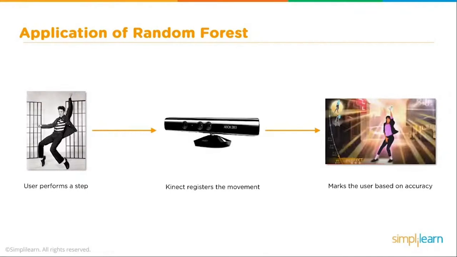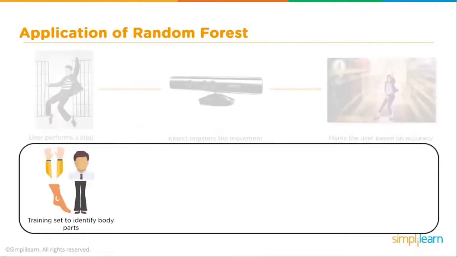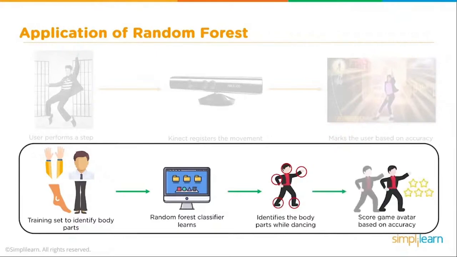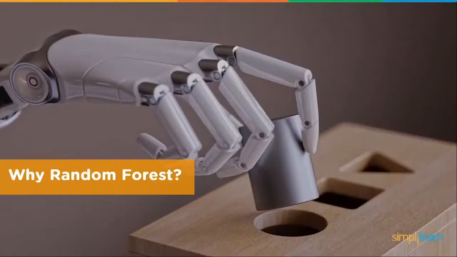If we look at that a little closer, we have a training set to identify body parts. Where are the hands? Where are the feet? What's going on with the body? That then goes into a random forest classifier that learns from it. Once we've trained the classifier, it then identifies the body parts while the person is dancing. And it's able to represent that in a computer format. And then based on that, it scores the game and how accurate you are as being Elvis Presley or Prince in your dancing.